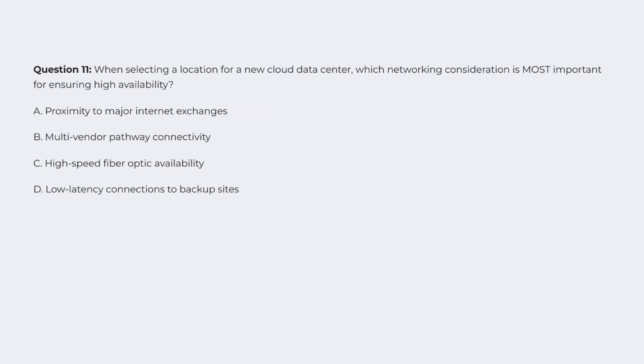Question 11. When selecting a location for a new cloud data center, which networking consideration is most important for ensuring high availability? A. Proximity to major internet exchanges. B. Multi-vendor pathway connectivity. C. High-speed fiber optic availability. D. Low latency connections to backup sites.